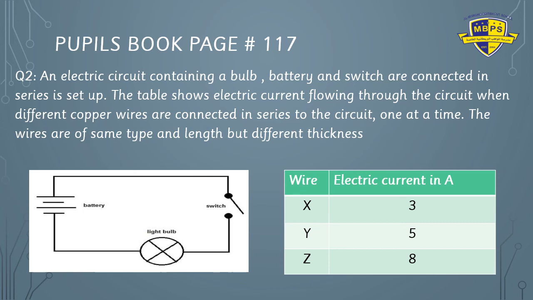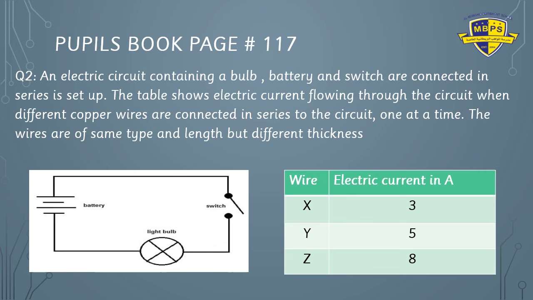An electrical circuit containing a bulb, battery and switch are connected in series. The table shows electrical current flowing through the circuit when different copper wires are connected in series to the circuit, one at a time. The wires are of the same type and length, but different thickness. There are three wires, okay? They were used in the same circuit, and the measurement was taken. The electrical current was taken in amperes. That's the unit of current, okay? For X wire it was 3 amperes, for Y it was 5, for Z it was 8.